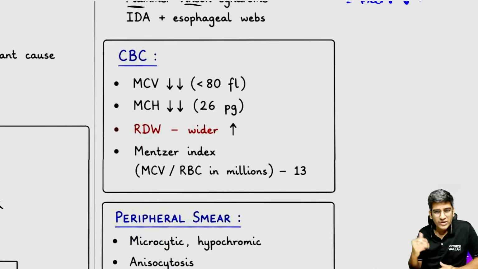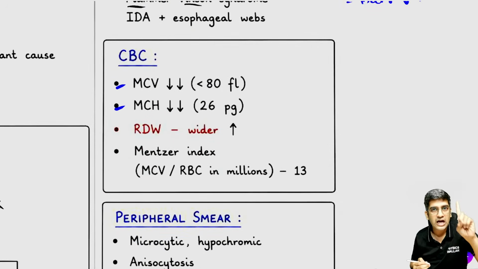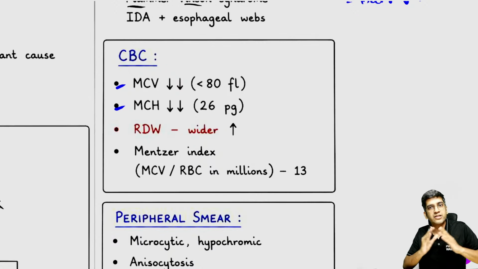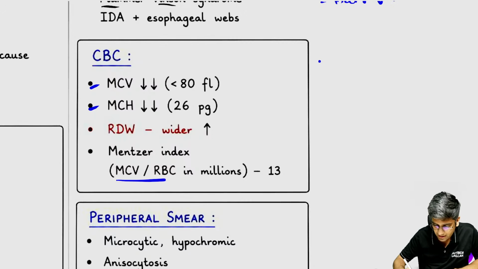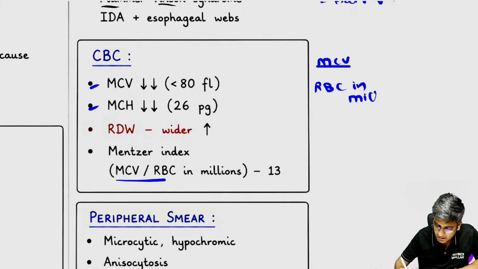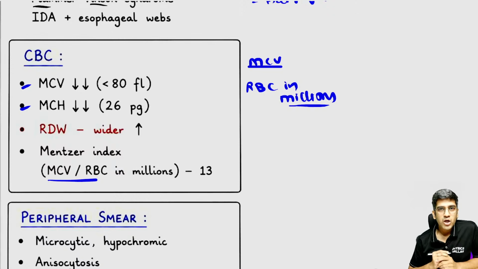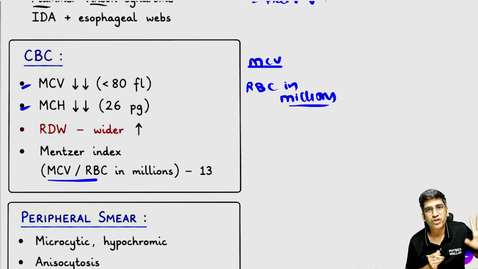Okay, do a CBC, MCV is reduced, MCH is reduced. Like someone said, RDW and Mentzer index help to differentiate thalassemia. IDA, wider RDW, Mentzer index more than 13. Now, we'll also read why more than 13. Mentzer index is MCV divided by RBC in millions. Okay? That's the Mentzer index, right? In IDA, answer this question, we'll know why Mentzer index is more than 13.